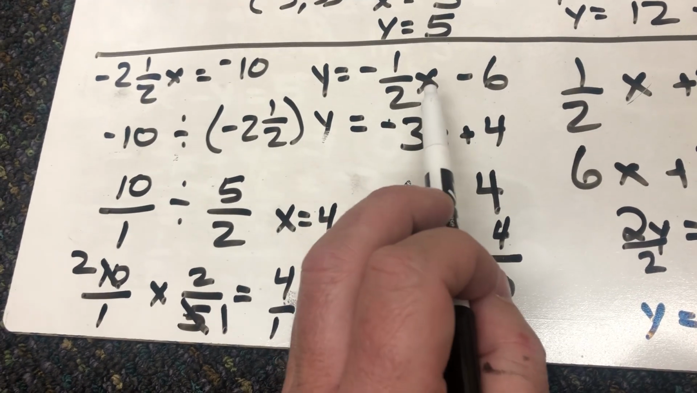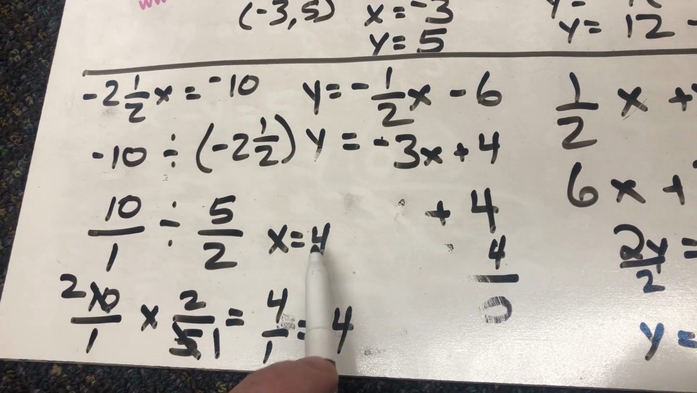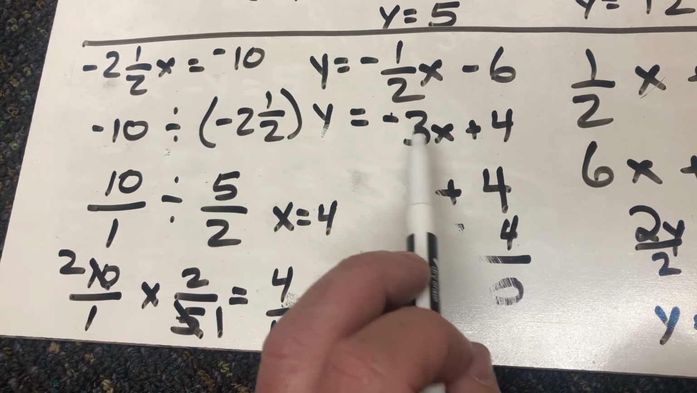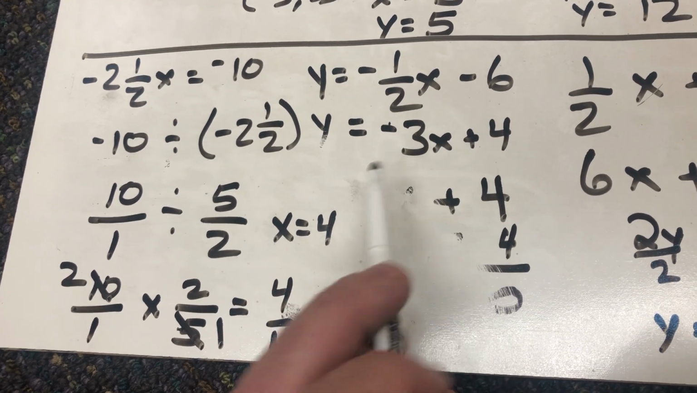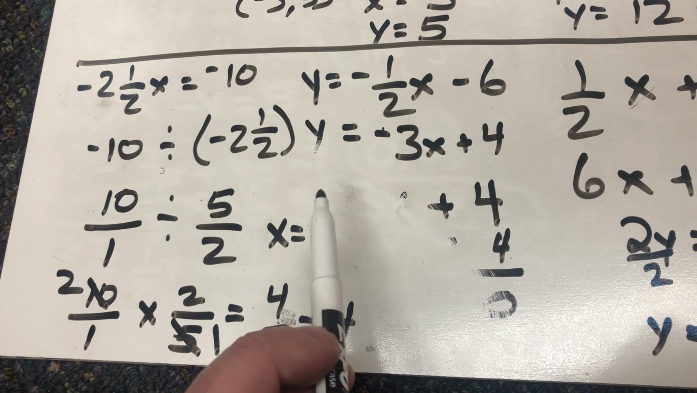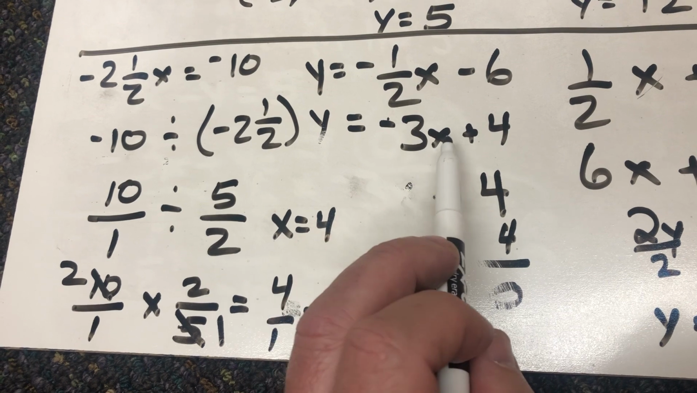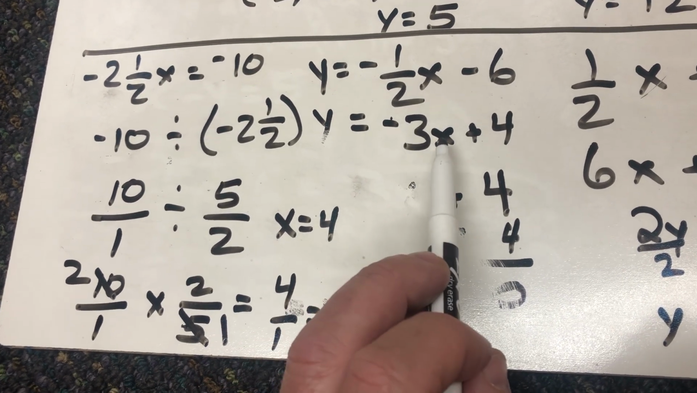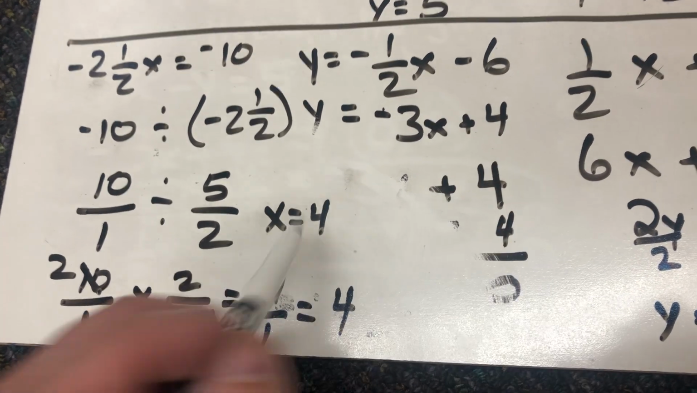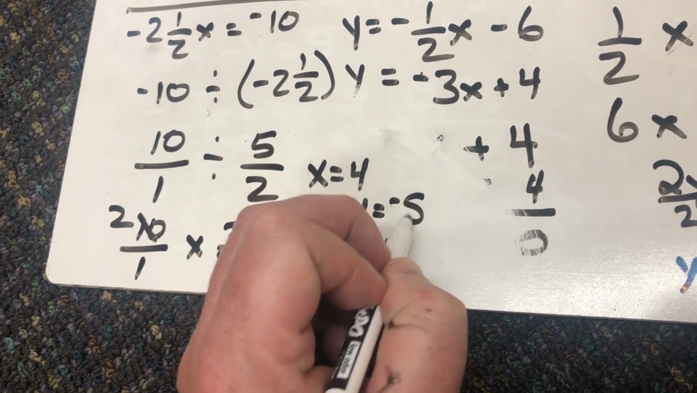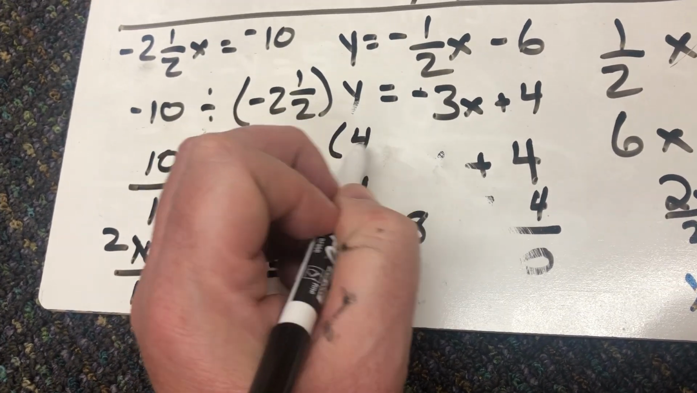This one looks a little bit easier because I really don't want to have to work with fractions. So it's going to be negative 3 times 4. Since x equals 4, it's going to be negative 3 times 4, because a number right next to a variable means multiplication. Well, negative 3 times 4 is negative 12. Negative 12 plus 4 is negative 8. That tells me that y equals negative 8, and that the intersecting point of those two lines is 4, negative 8.